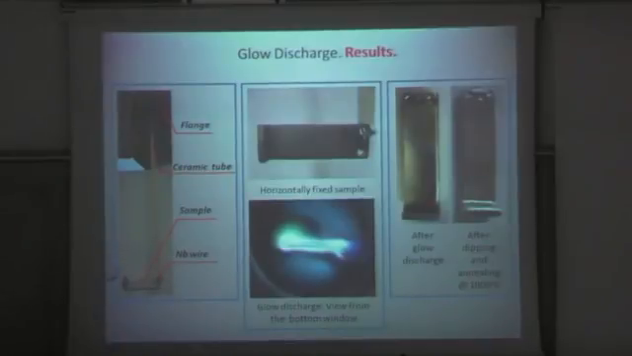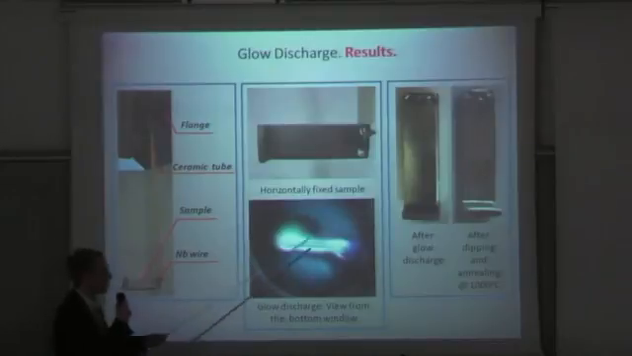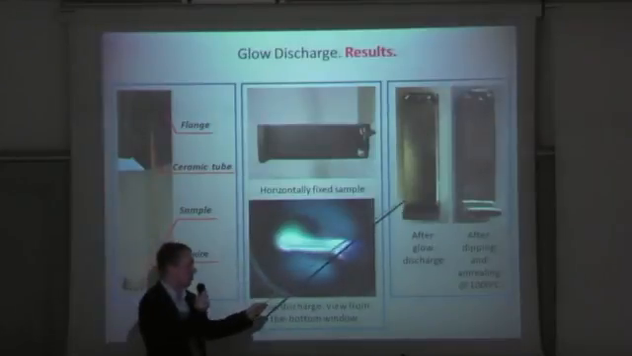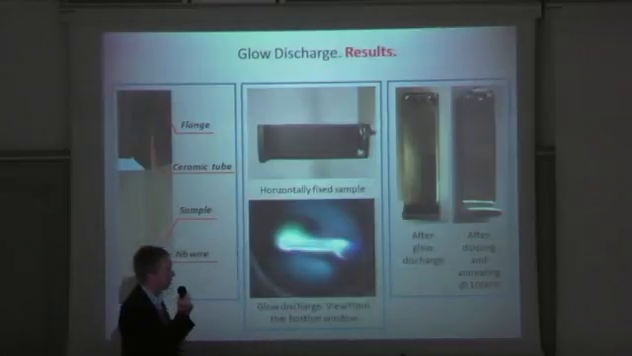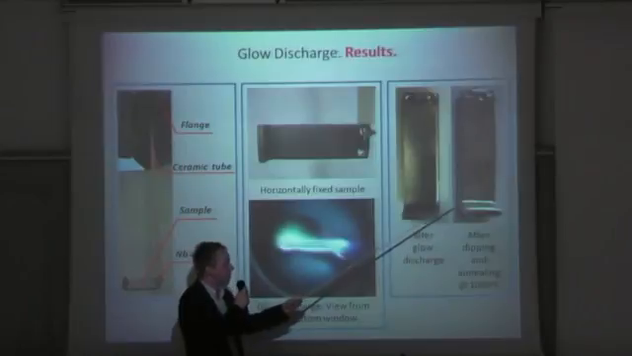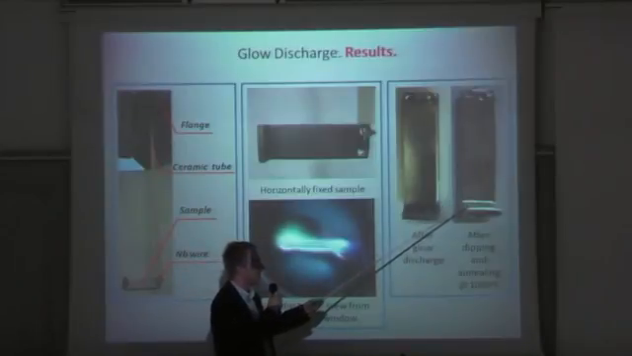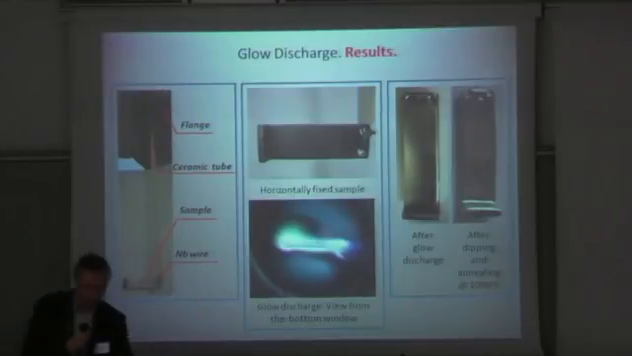This is the sample that is fixed on the flange with the use of the niobium rod, which is covered with ceramic tubes to prevent the discharge of the feed-through. It's just a picture of the discharge. And this is the result. This is a sample after glow discharge, and this is a sample after dipping and annealing at 1000 degrees. As we can see, the result was not so good. We can see the residual layer of the tin on the sample.